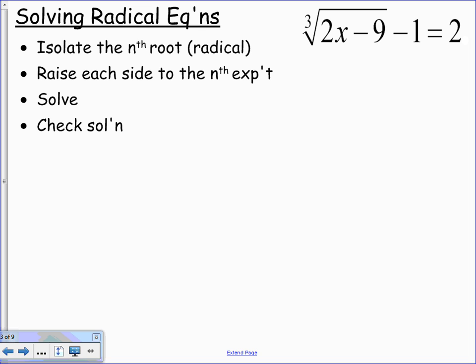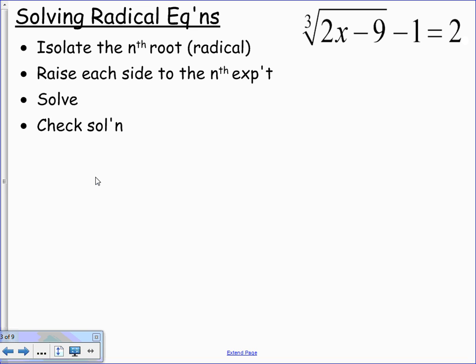Okay, so we're going to start with the equation over there that says we're taking the cube root of 2x minus 9, minus 1 equals 2. And we're going to read the directions that we have for solving radical equations, and we're going to make sure we follow all these things. So step 1, isolate the nth root, or what you might call the radical. That includes the symbol that is the radical, that includes its index, and then anything that's in the radicand, so the stuff underneath the radical.